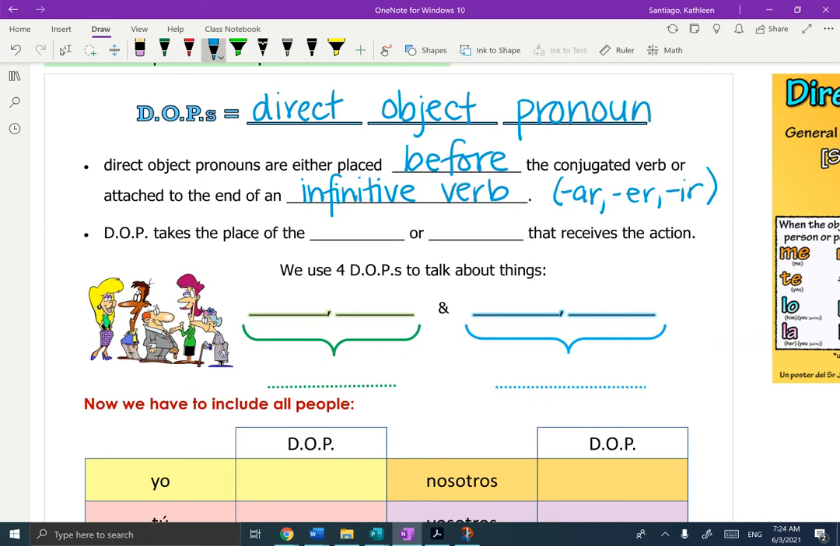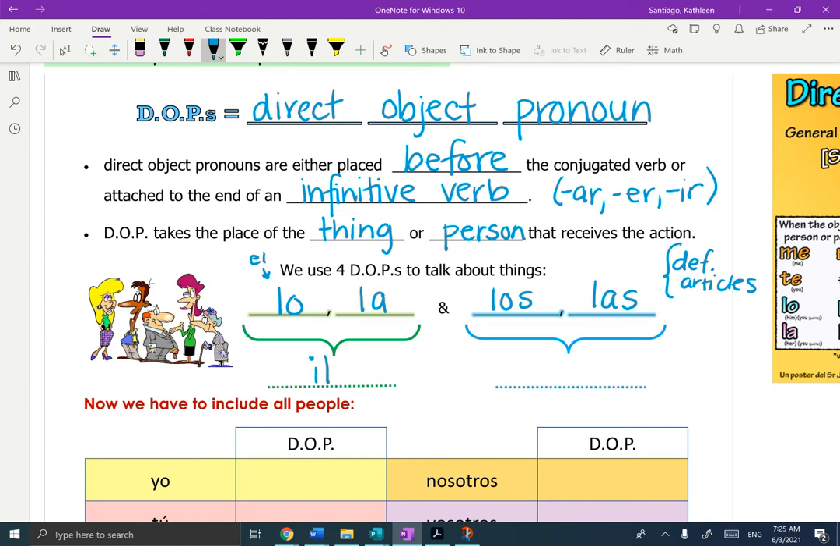DOPs take the place of the thing or person that receives the action. We use 4 DOPs to talk about things. We use lo and la, los, and las. Okay, remember, think about the definite articles. That's what helps you determine the DOP. The only one that changes is el becomes lo. So lo and la both mean it, and los and las are them.